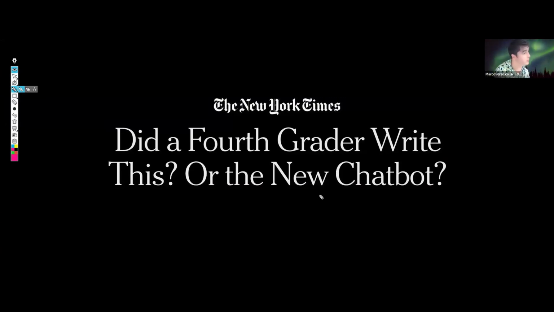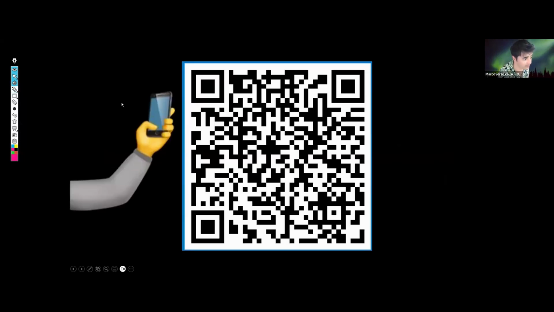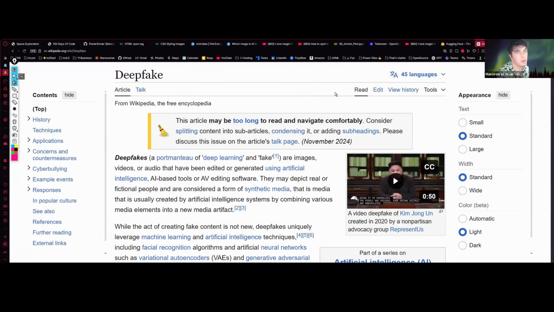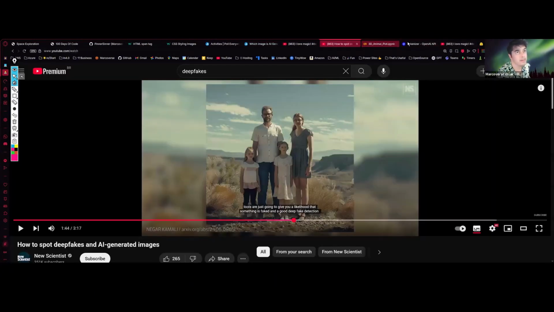So I think we'll do one last exercise together as a group. This is from another piece in the New York Times, which I love. They asked readers to vote on the question: did a fourth grader write this? I'm not American, I don't know how old that is, but essentially a kid. Someone in year 4. Or was it a new chatbot? You ready? Same as before, another opportunity to assess your discerning skills. I'll blow that up on screen if you want. So let's pop this in, shall we?